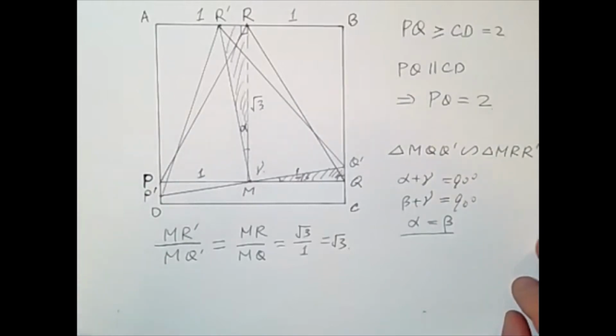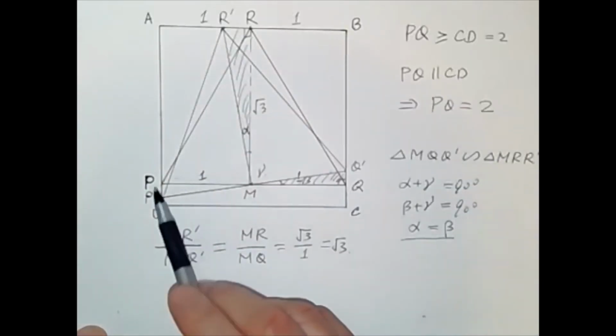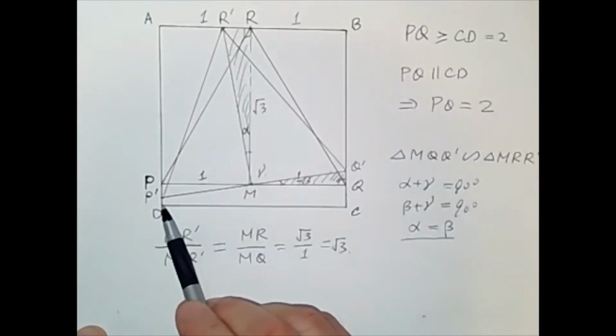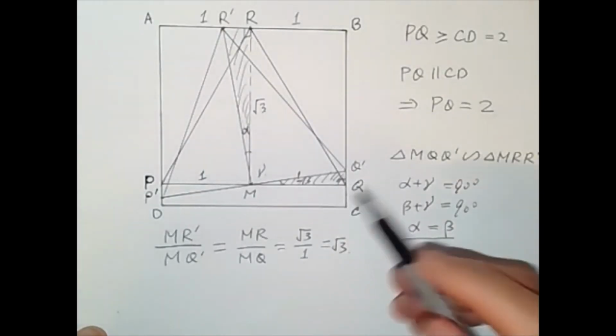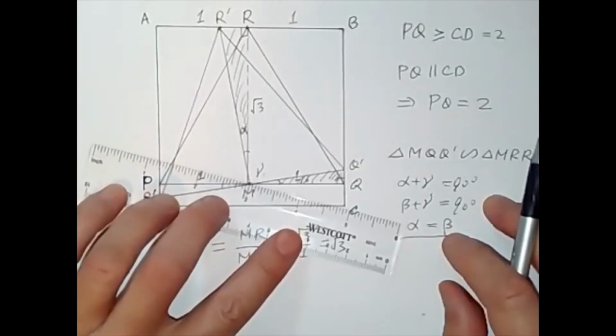Then what is the largest case? Of course, if P moves down all the way to the corner or Q moves all the way down to the corner, we obtain the largest one, something like this.